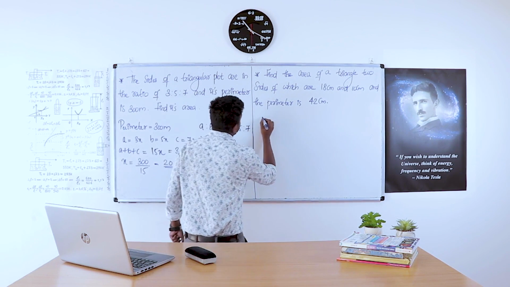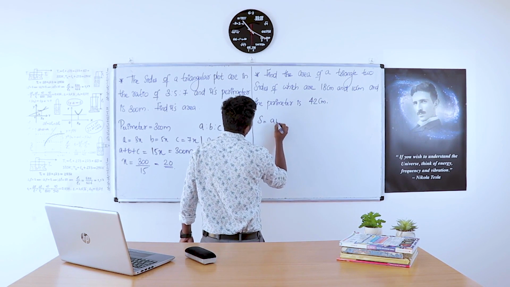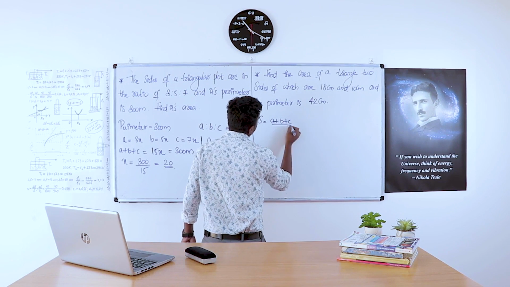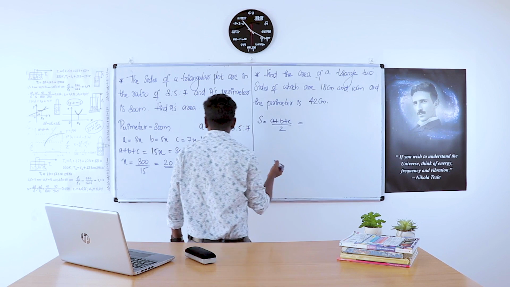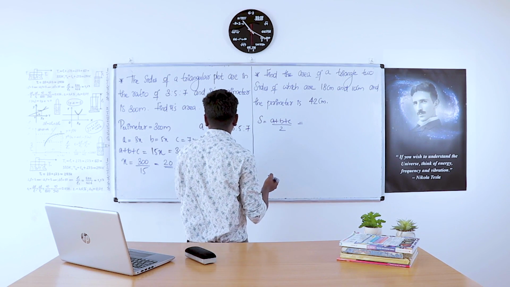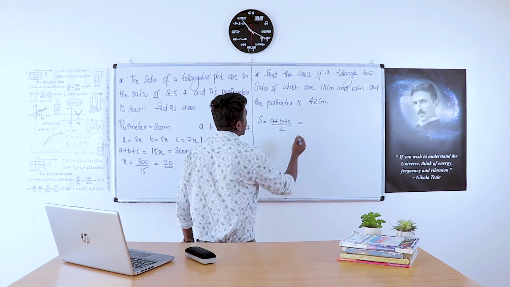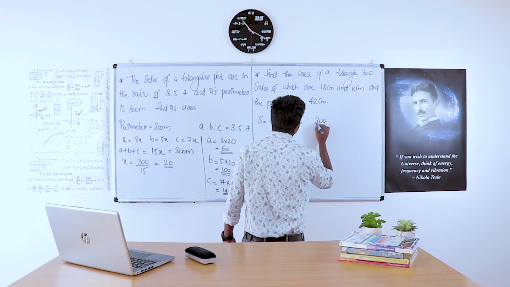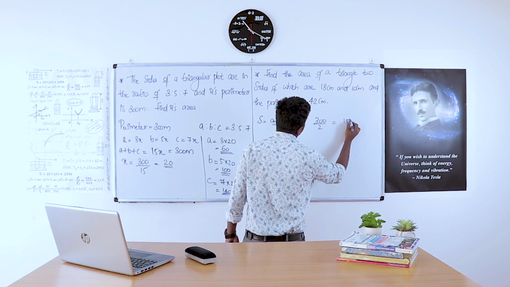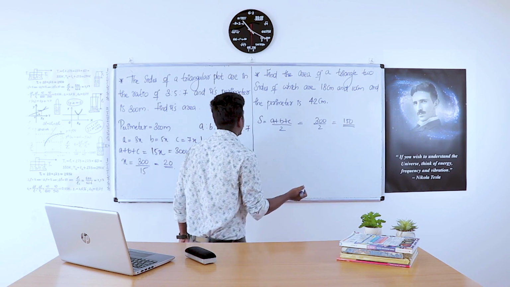Now we need S. S is equal to A plus B plus C divided by 2. A plus B plus C is 300. That is 100 plus 60, 160 plus 140 is 300. 300 divided by 2 is equal to 150. That is, the semi-perimeter is 150.